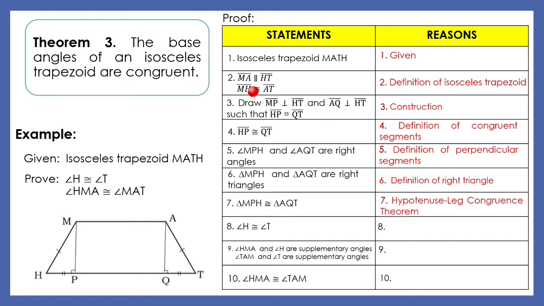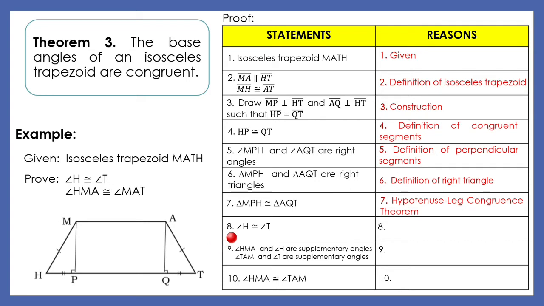So, in statement number 2, we have line segment MH is congruent to line segment AT. So, they are congruent. So, that is the hypotenuse of the two triangles. And then, sa statement number 4 natin, line segment HP is congruent to line segment QT. So, these are the legs of the triangle. So, kung yung hypotenuse at leg ay congruent sa corresponding hypotenuse at leg ng another triangle, therefore, they are congruent.